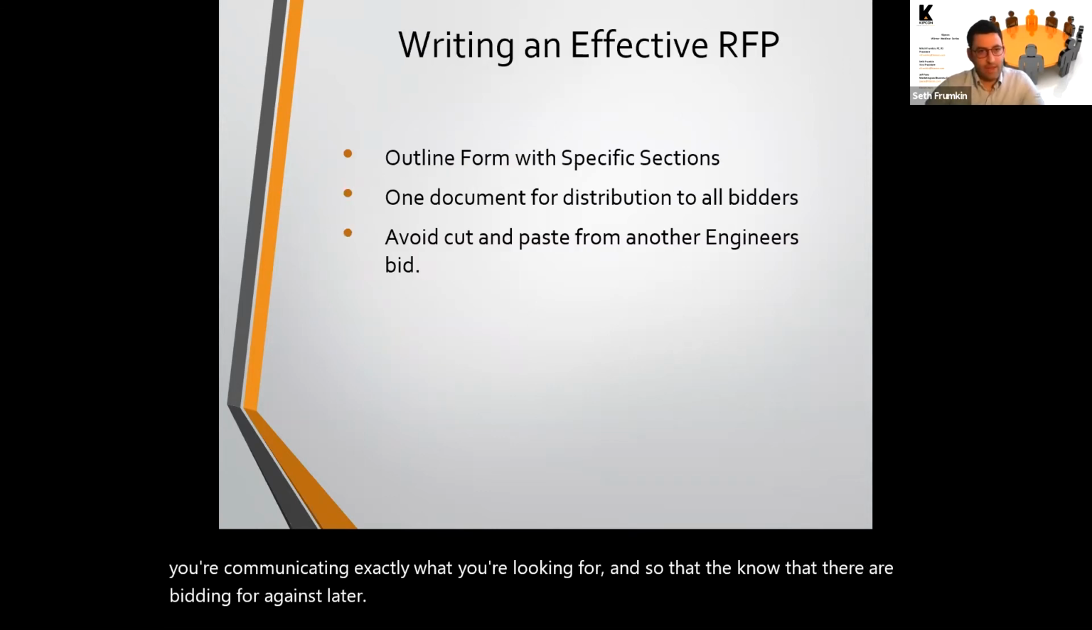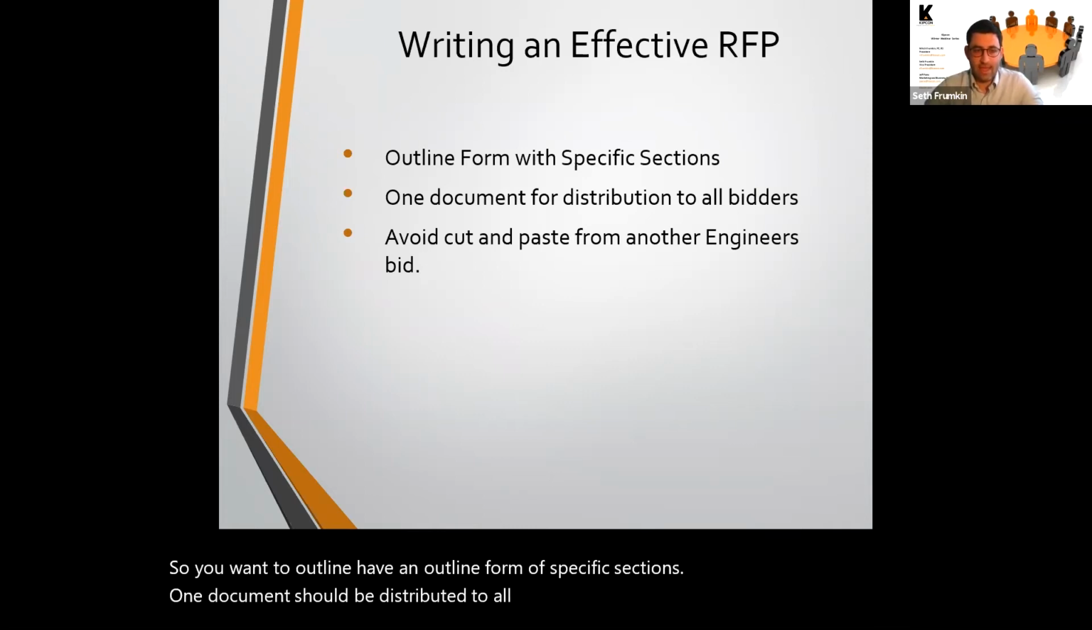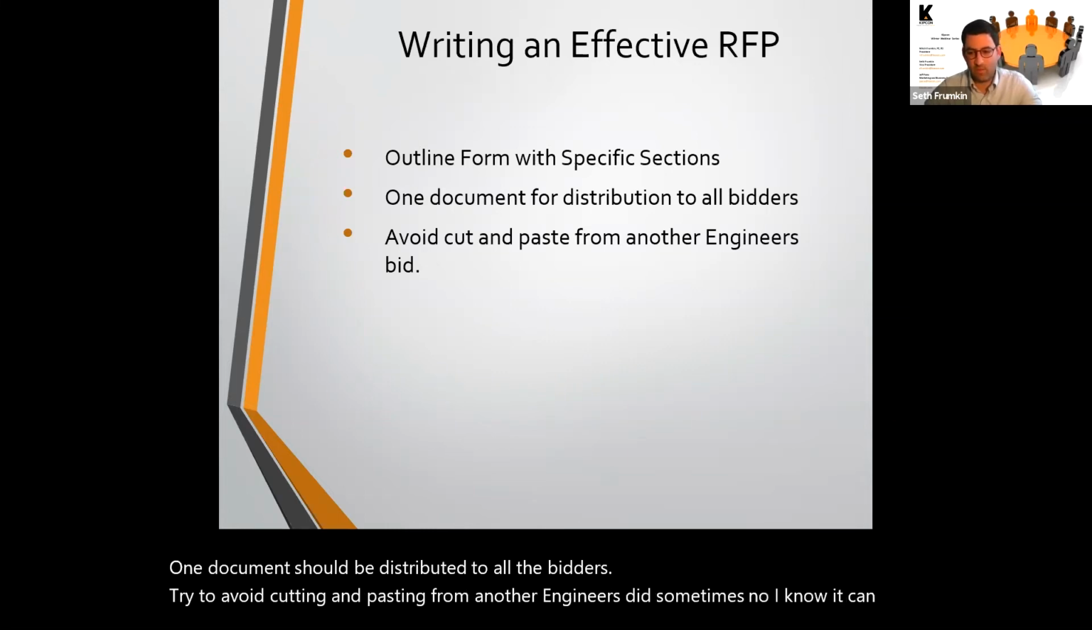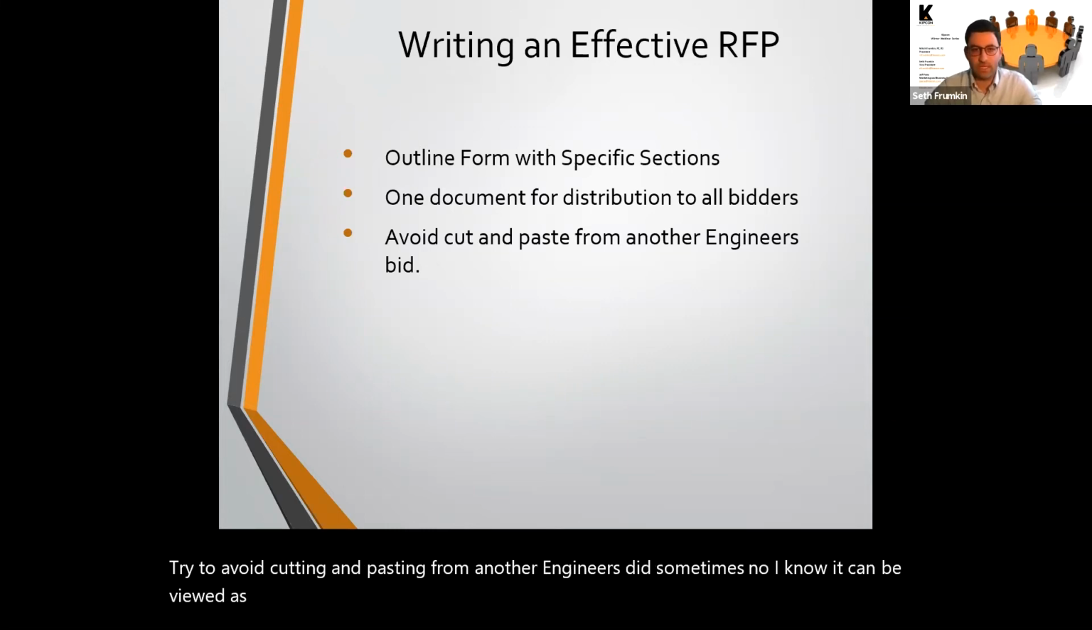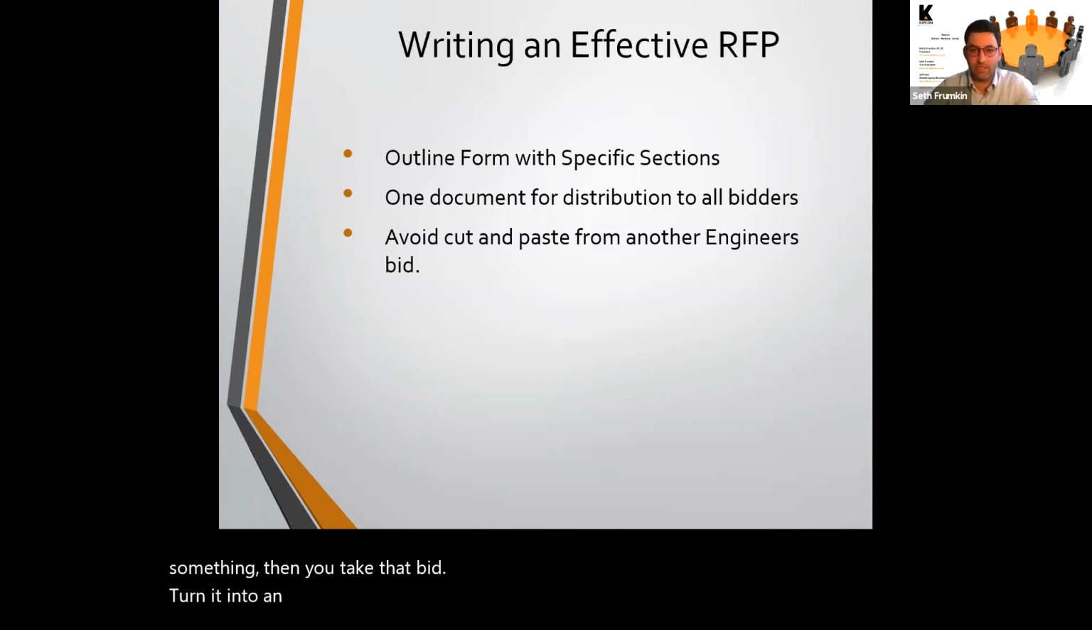So you want to have an outline form with specific sections. One document should be distributed to all the bidders, and try to avoid cutting and pasting from another engineer's bid. Sometimes, and I know it can be viewed as a way to save some work, you ask one engineer to submit a bid for something, then you take that bid, turn it into an RFP, and send that out to multiple engineers.